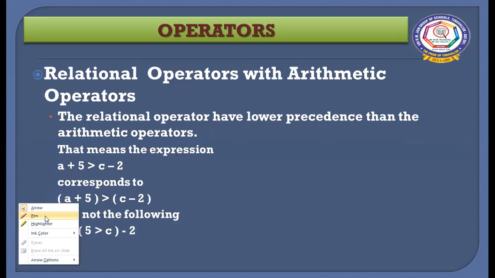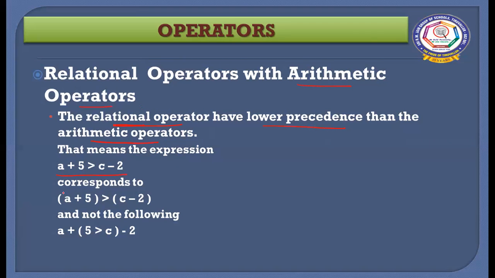If we are working with a relational operator along with an arithmetic operator, the relational operator has lower precedence than the arithmetic operator. So here is an expression: a plus 5 greater than c minus 2. How would it be compared? As we know, arithmetic operators have higher precedence compared with relational operators. So it evaluates a plus 5 first, then c minus 2, then the greater than symbol will be applied, right? Always the arithmetic operators have the higher precedence.